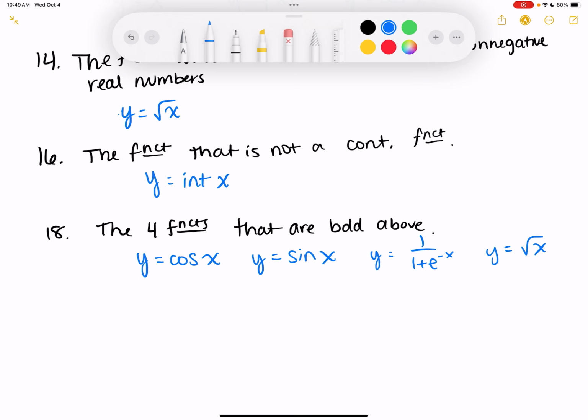All right. Now the next ones, they say identify which of the 12 basic functions fit the description given. So this one, you're not trying to match it up with the graph. So anyways, we're not doing anything different. I'm just telling you the instructions changed. All right, 20. The 6 functions that are increasing on their entire domain.